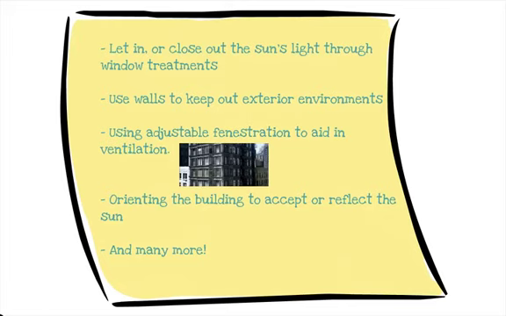The two work together. The building envelope should be able to manipulate the resources of the sun, wind, water, etc. to create a comfortable interior environment, transferring thermal energy to or from the outside world. These are some ways that the building envelope can be designed to support the dynamic approach: by letting in or closing out the sun's light and warmth by adding adjustable blinds and shades to windows, using walls when wanting to keep out the exterior environment, adding adjustable doors and windows when wanting to keep the environment in.